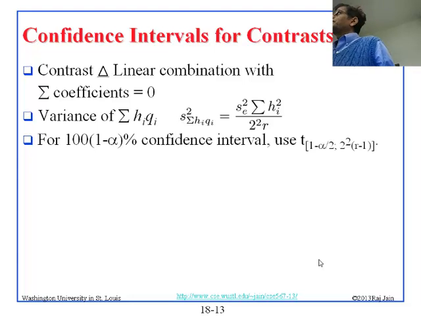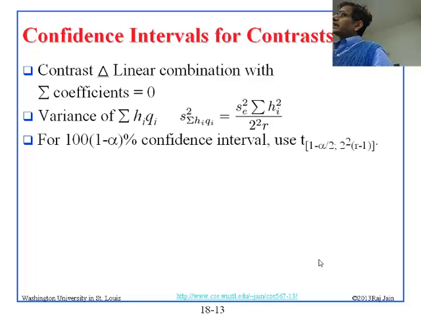But before I go to the contrast, if you take any q values, they don't have to be all of them, some q values, and you multiply them with some factor h, and you add them up, such that the h adds up to 0, then this thing is called a contrast. The variance of the contrast can be computed by this formula, and you can use the same t interval as before.